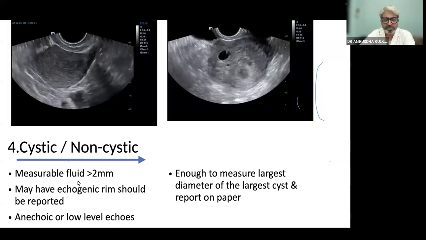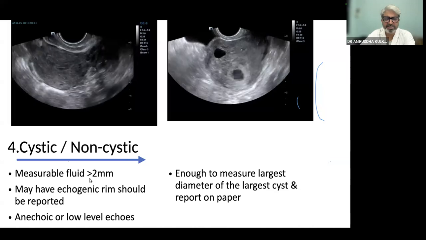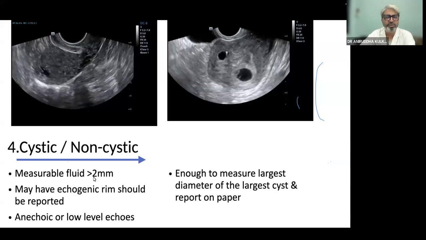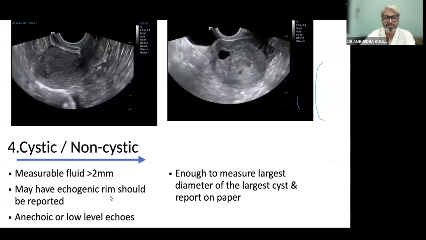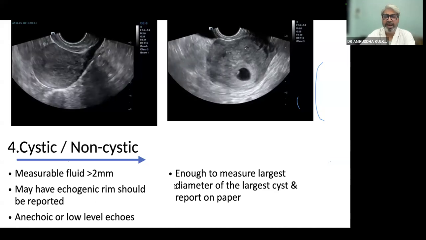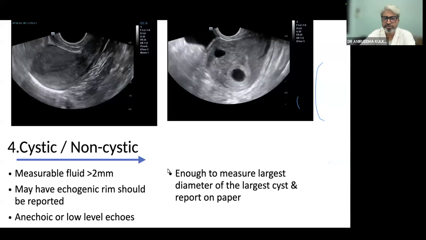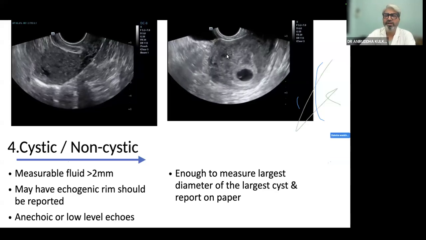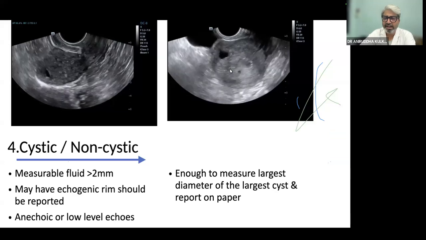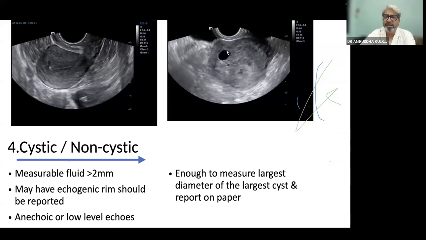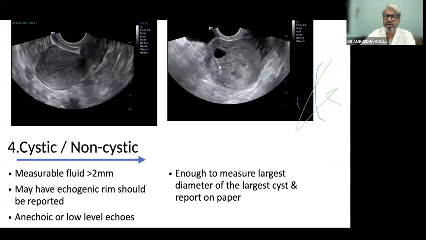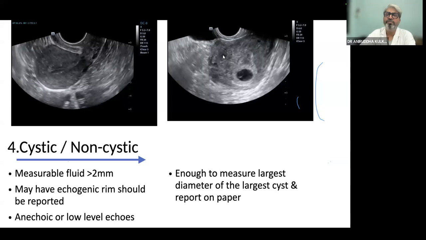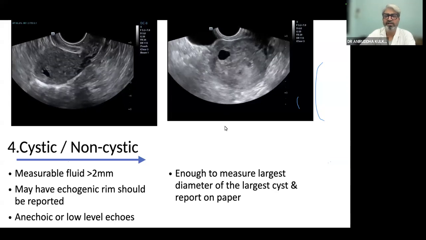So measurable fluid can be more than 2 millimeter in size, but this characterization of more than 2 millimeter was removed in the 2022 article. There may be an echogenic rim, which should be reported, and the cystic variant itself is enough, and we need not measure the size of the cystic lesion for that matter. Now here you can appreciate an intrauterine pregnancy along with a small cystic area adjoining the endomyometrial junction zone along with a punctate area of what we call a comet tail artifact.